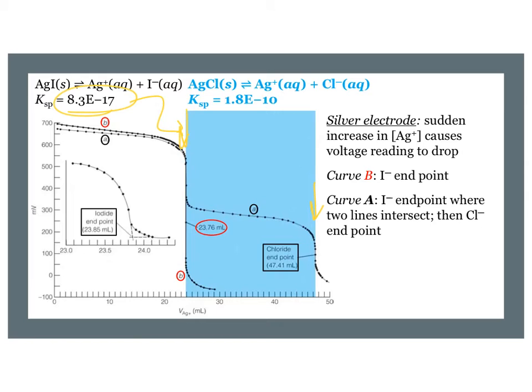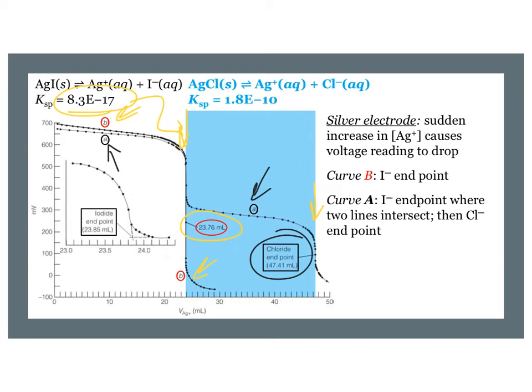We're detecting this endpoint with a silver electrode, which is sensitive to the sudden increase in free silver ions that results once most of the iodide has precipitated out, but before the chloride begins combining with a sudden excess of silver. If you're trying to trace this curve, it's labeled B, here and here. And the endpoint occurs once 23.76 milliliters of silver ion has been added. The blue region represents silver ion combining with chloride as we follow the path of titration curve A. Let's see, A is here and continues here. We see the chloride endpoint occurs after a total of 47.41 milliliters of silver ion solution has been added.